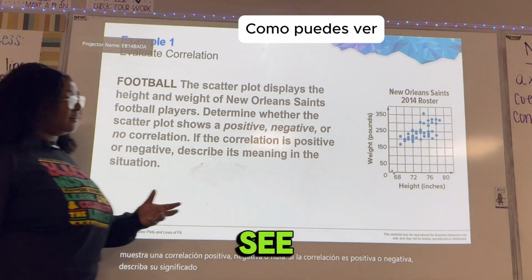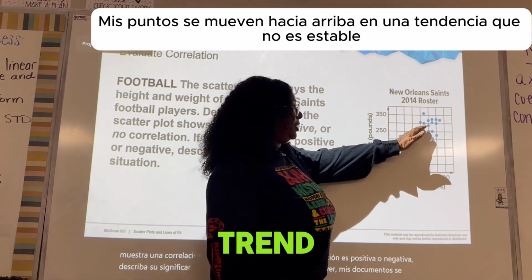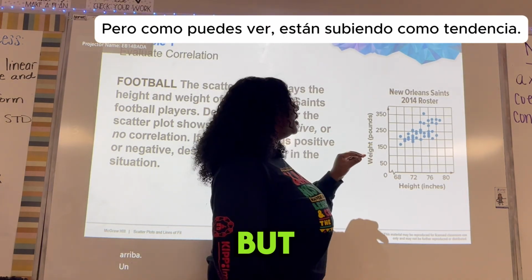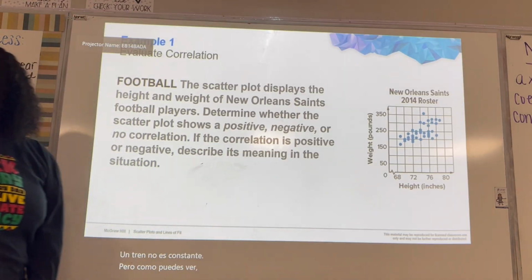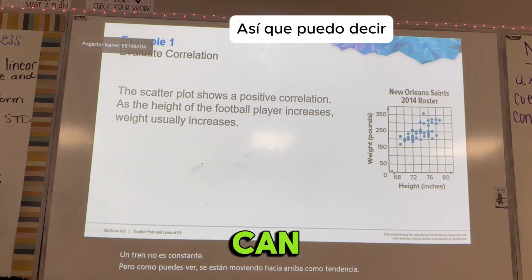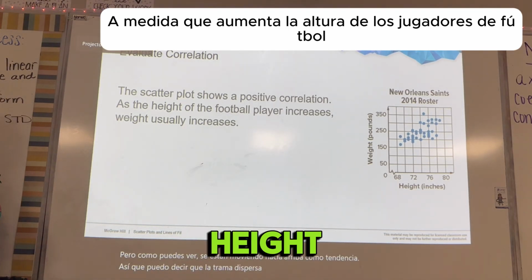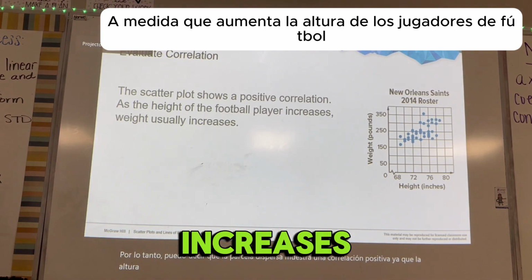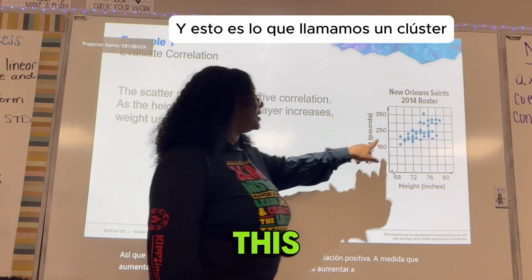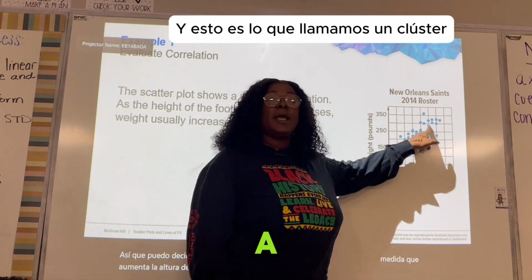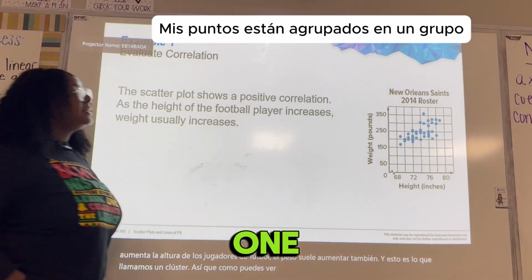So as you can see, my dots are moving upward as a trend. It's not steady, but as you can see, they are moving up as a trend. So I can say the scatter plot shows a positive correlation. As the height of the football players increases, weight usually increases as well. And this is what we call a cluster. So as you can see, my dots are clustered up in one group.